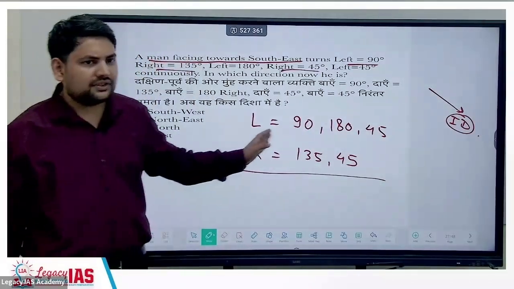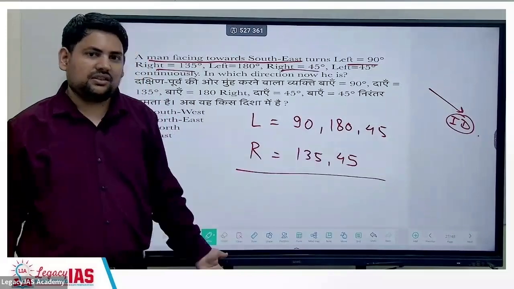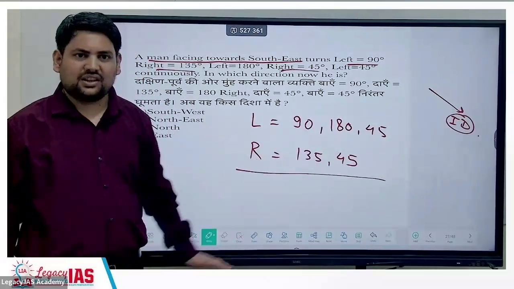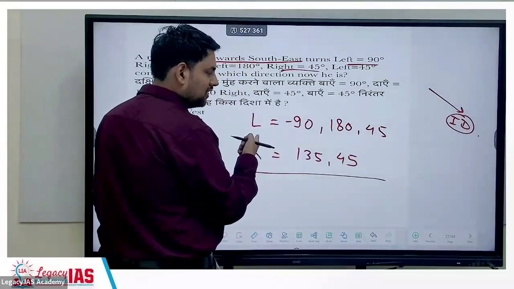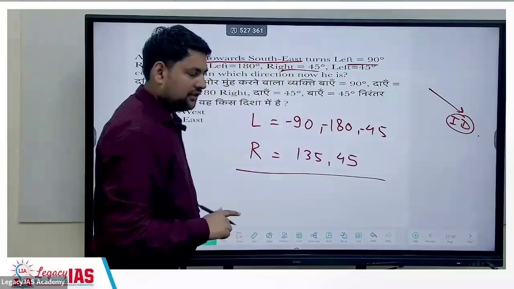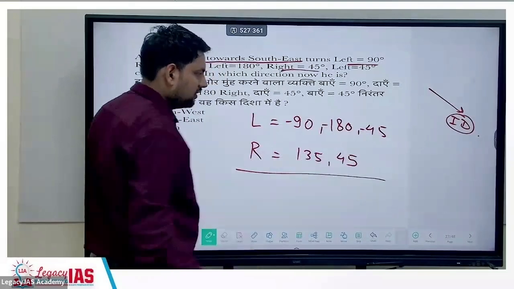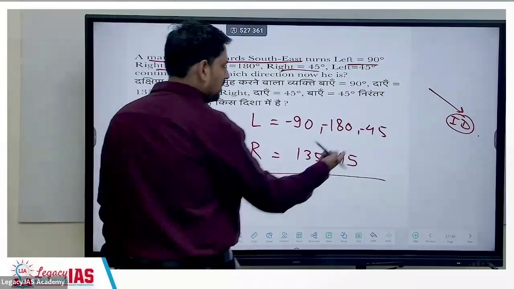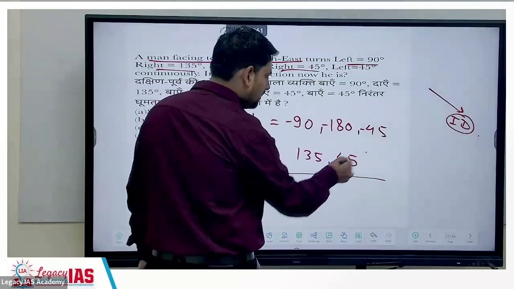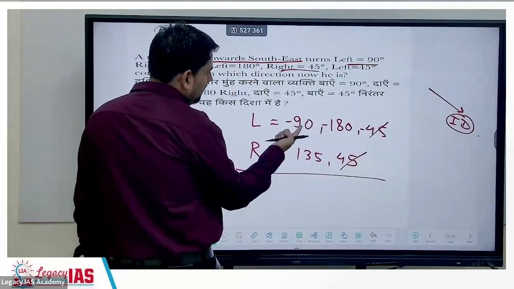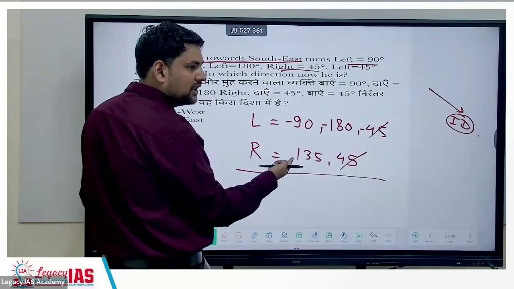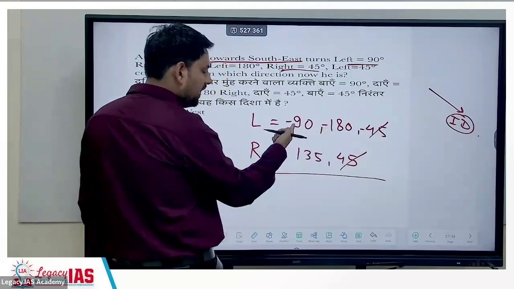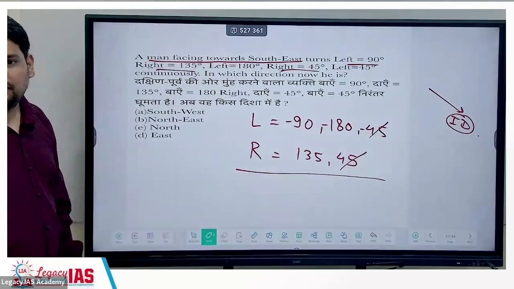Okay. If you want left is anti-clockwise, you can take all three negative. That also you can do, or just cancel out like this only. Okay, let's say left is anti-clockwise, so we take it negative. Right is positive. Okay, now what we can do, we can cancel out minus 45 plus 45. Then minus 180 plus 135, how much? Minus 45. So this will become minus 45 and minus 90. Minus 135.